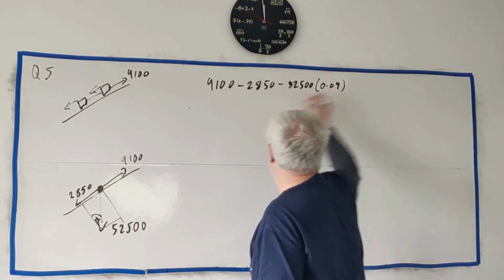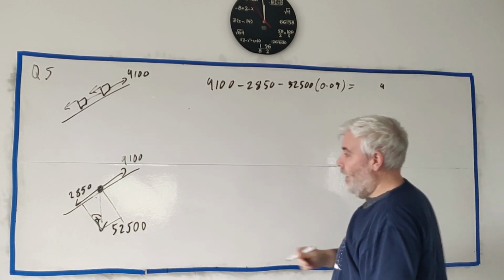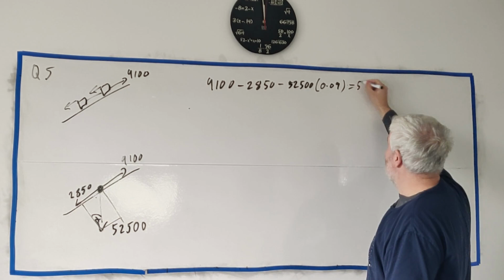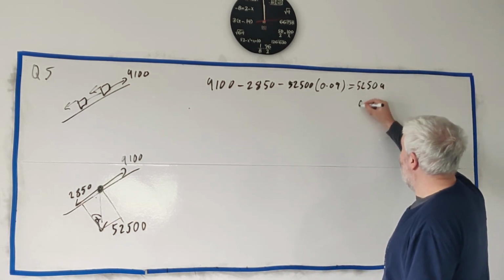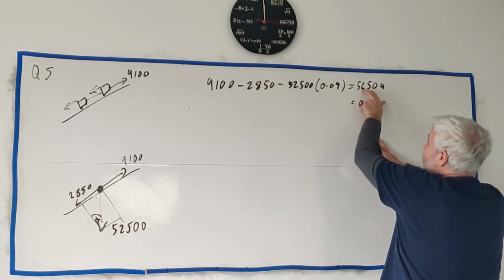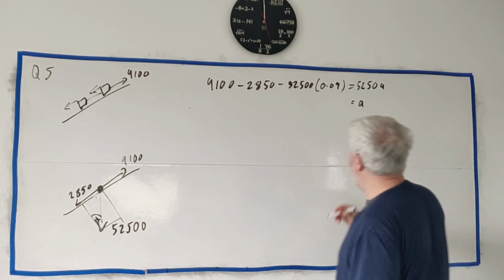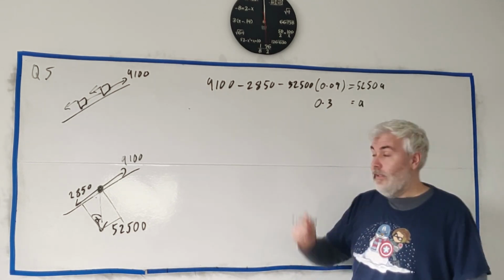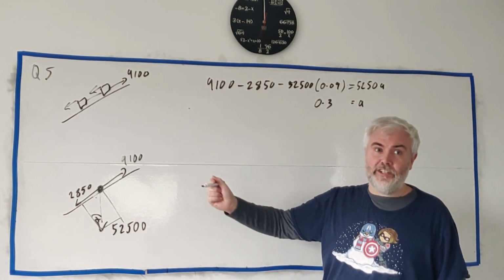We know this to be equal to ma. And I know what the mass of this total system is. It's 5,250. We can then rearrange this, just get a is equal to all of this divided by 5,250, and that comes out at 0.3 meters per second squared. That's half of the answer. There's a much easier way to do it.